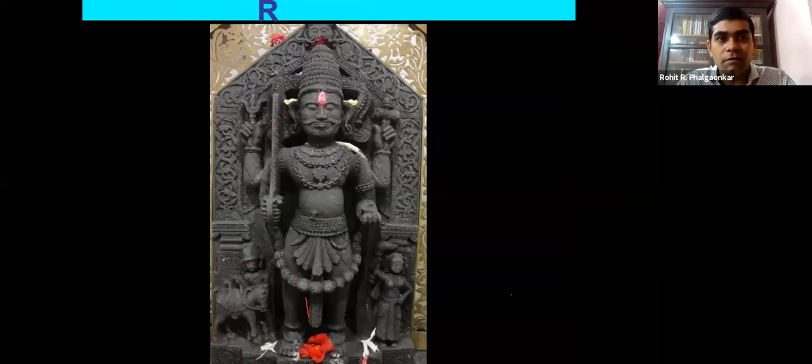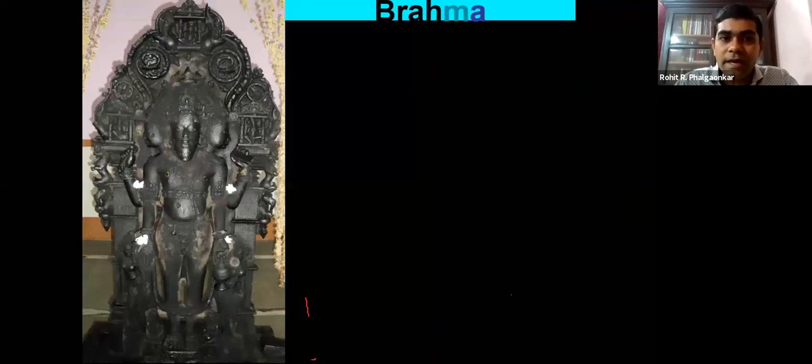Again, yet another folk deity which is worshipped all across Goa is Ravalnath, and he is supposed to be the consort or the male counterpart of the mother goddess Sateri. Here you can see a horse near his leg. You can see he holds a sword, a damru and a trishul. So this is a sculpture of Ravalnath.